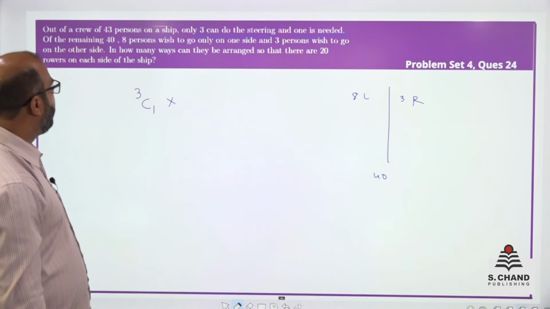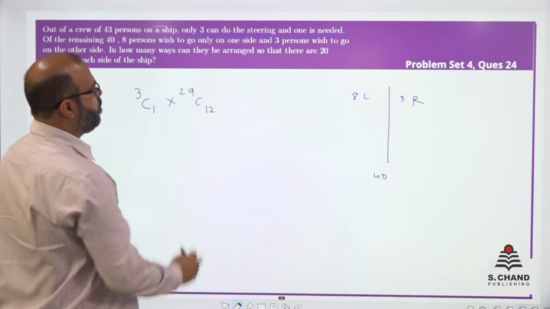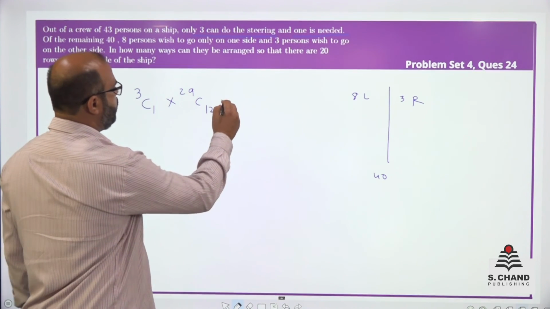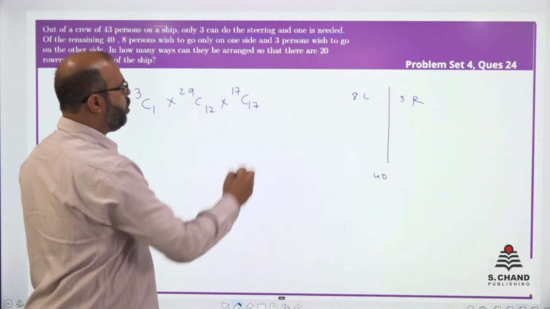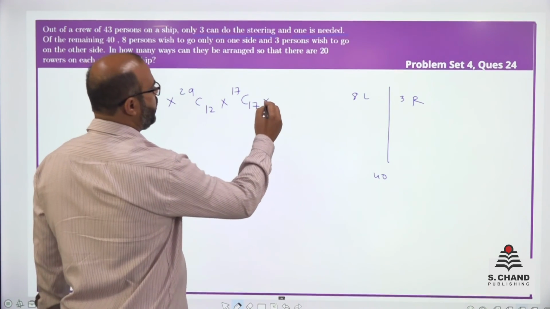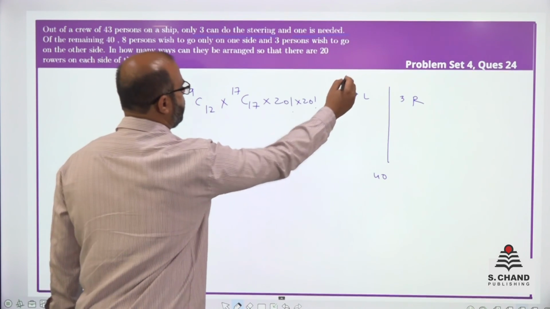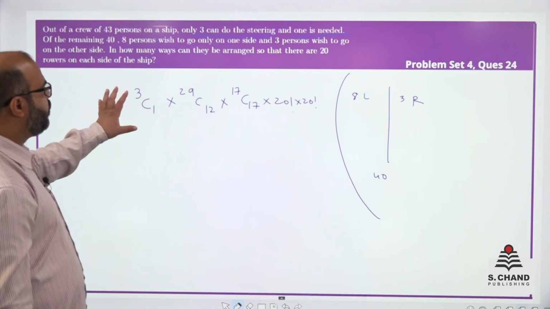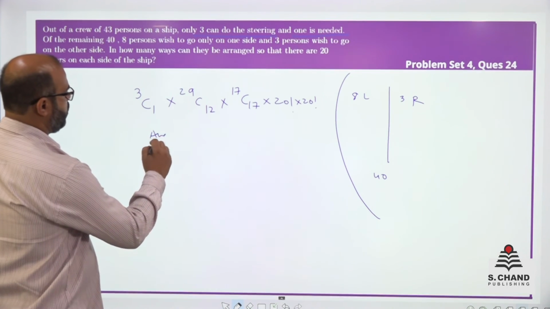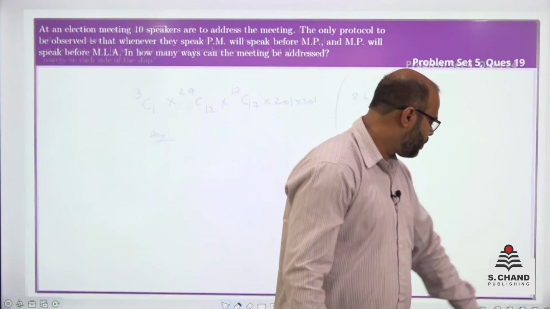Now from those 29, you have to select 12 for the left one, so it will become 20. And the remaining 17, you have to select all of them for the right, so it will also become 20. Now arrangement has also to be done. So left arrangement is 20 factorial ways, right arrangement is also 20 factorial ways. So this is the number of ways in which this can be done. Okay, so this will be your answer. You can write the answer as it is, because generally options are also given in a similar manner.